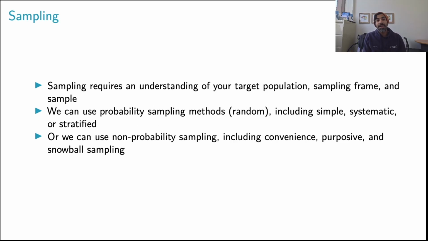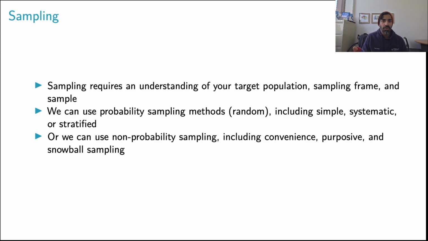And then we talked about sampling. So sampling requires an understanding of your target population, sampling frame, and sample. And we can use probability sampling methods, which are random, including simple, systematic, or stratified. Or we can use non-probability sampling, including convenience, purposive, and snowball sampling. And they each have their strengths and limitations.